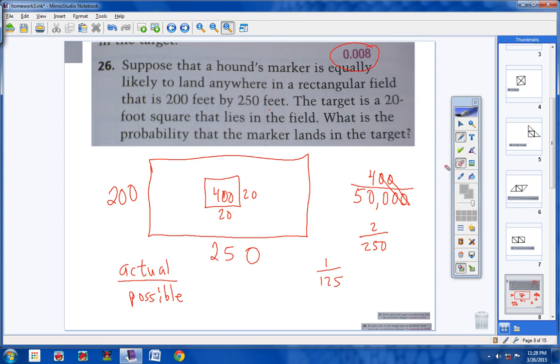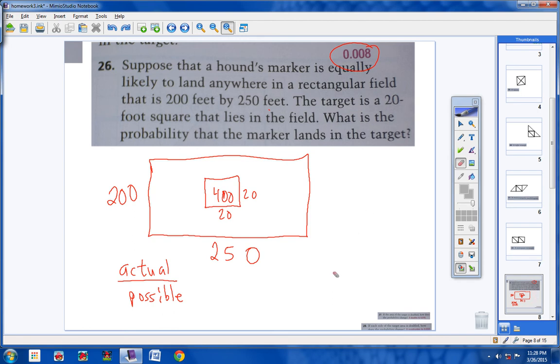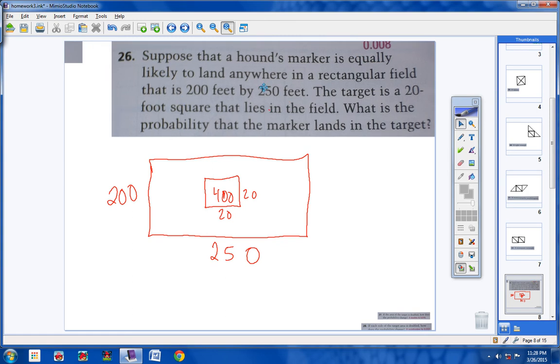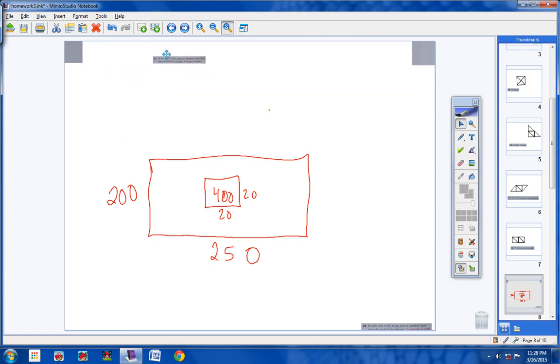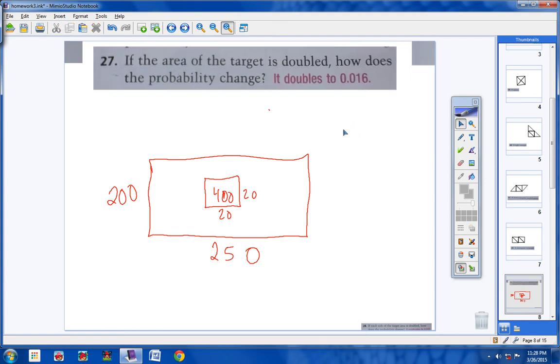Alright, not too bad. Now, let's go on to the second. Actually, I shouldn't have done that. Let's leave this part up. We'll probably need it. Now, let's go ahead and move on to the next problem. If the area of the target is doubled, how does the probability change? Well, let's double the area. If the area is doubled, so now the area is 800. So now I guess 20 times 40 would work. So now you have 800 over 50,000.